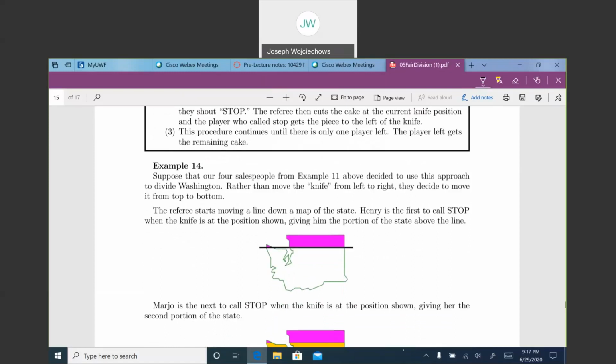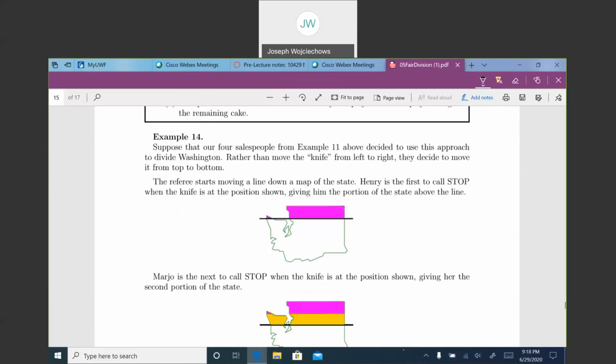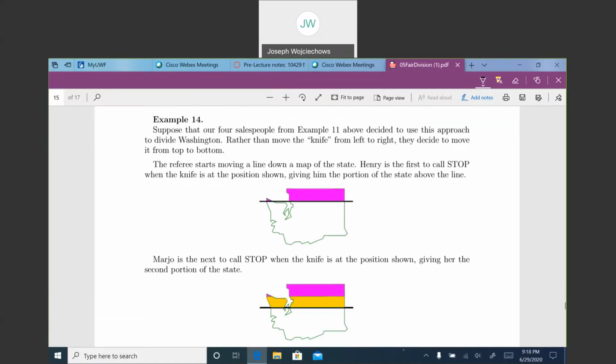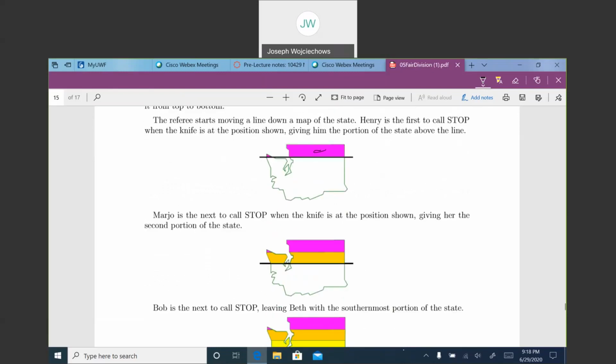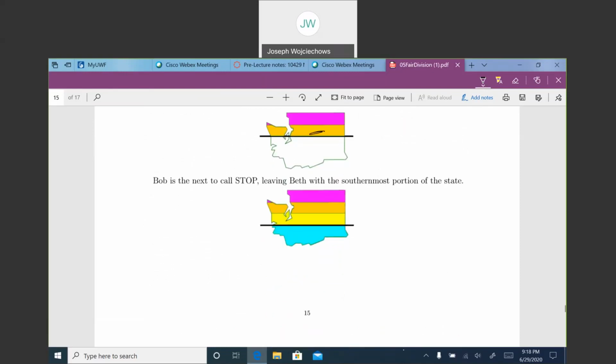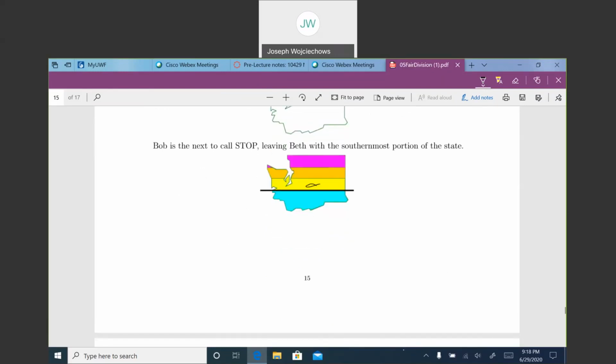Okay, going back to our 4 salespeople from example 11, they decided to use this approach to divide Washington. Rather than move the knife from left to right, they decided to move it from top to bottom. The referee starts moving the line down a map of the state. Henry is first to call stop when the knife is at the position shown, giving him the portion of the state above the line, the purple area here. Margot is next to call stop when the knife is at this position, giving her this portion right here. Then Bob hollers and gets the yellow portion, which leaves this last portion for Beth.